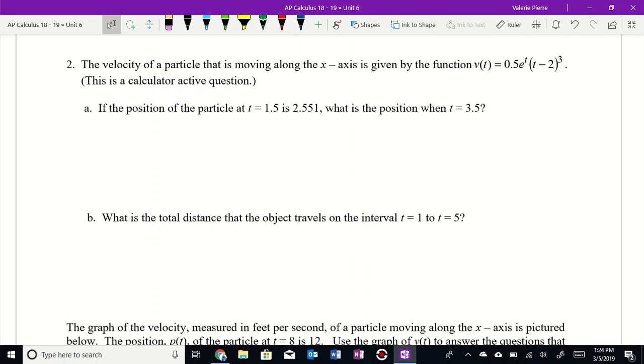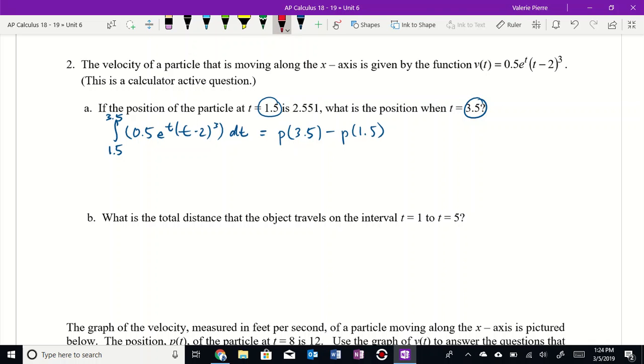So first thing I want to set up is the integration that I'm going to need to do. So I know that I'm going from 1.5 to 3.5, so those are my limits of integration. And my function is 0.5 e to the t times (t minus 2) cubed dt. And using FTC, we know that I'm going to have p of 3.5, since this is velocity. Using FTC, I'm going to have position at 3.5 minus position at 1.5.